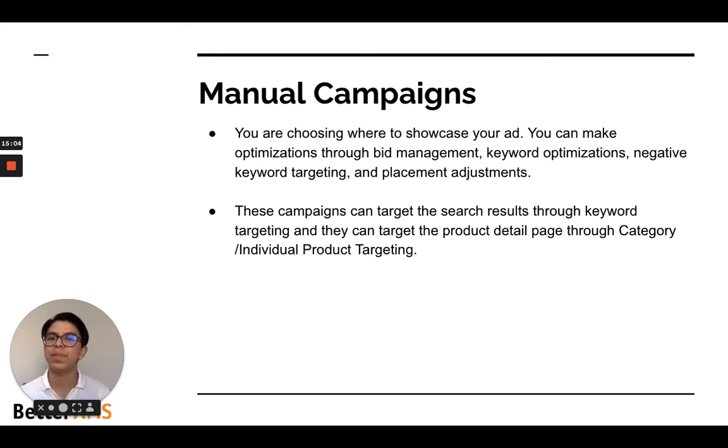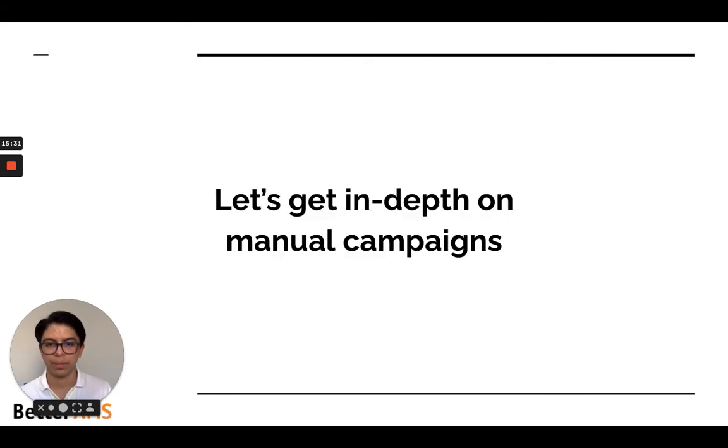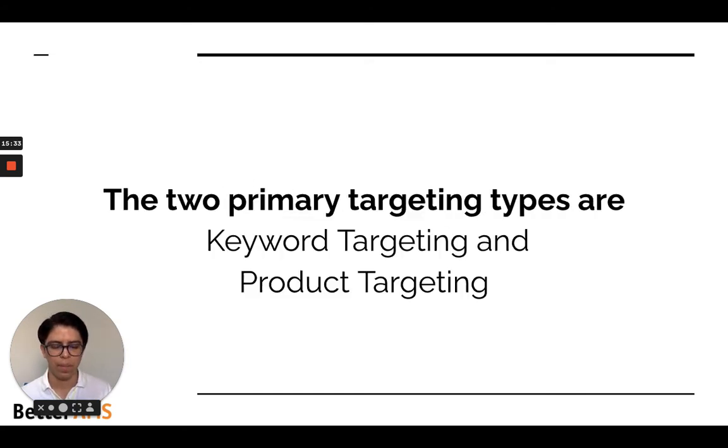You can make optimizations through bid management, keyword optimization, negating keywords, and you can do placement adjustments too. These campaigns can target the search results through keyword targeting, and they can target the product detail page through category and individual product targeting. Basically, most of the campaigns you will launch on Amazon are manual campaigns, except for the manual campaigns you find in the sponsored products. Now, let's get in depth on manual campaigns.